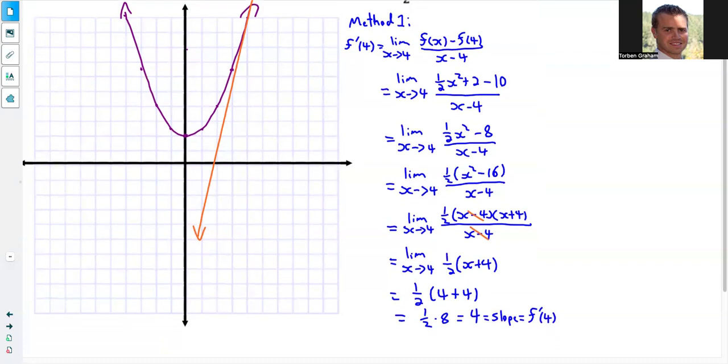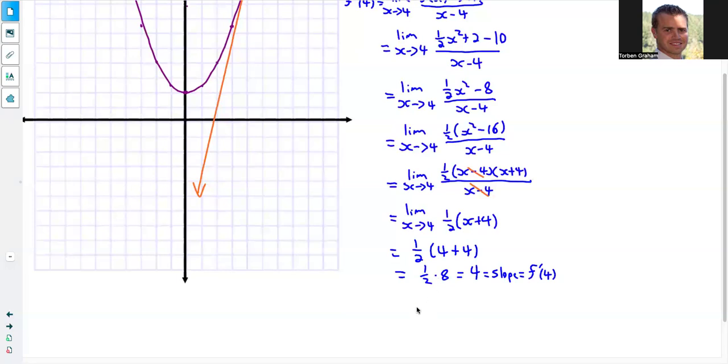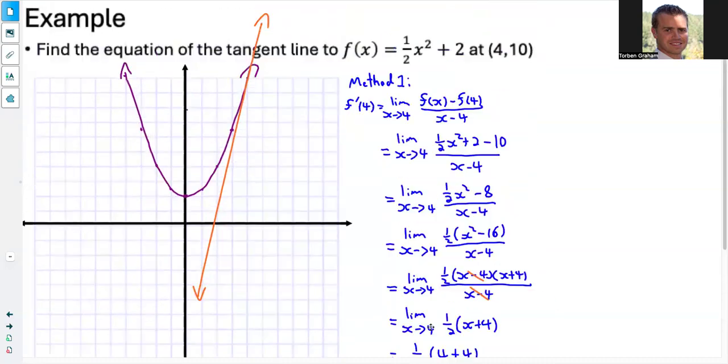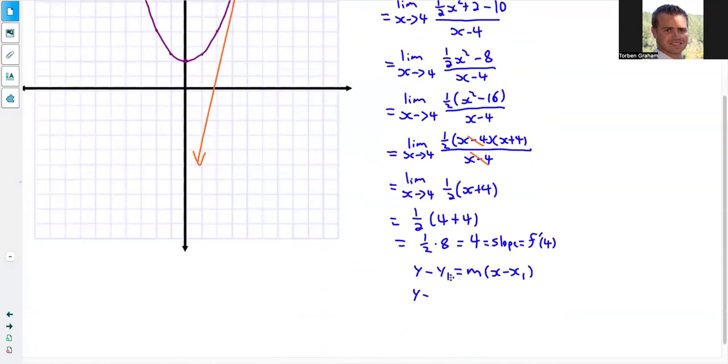So now that we have that, we wanted the equation of our tangent line. So I would use the point slope form, which was essentially y minus y1 equals m times x minus x1. So we know this point: this will be our y1, this will be our x1. So y minus 10 equals our slope, which was 4, times x minus x1, which is 4. So that would be our equation of this tangent line.